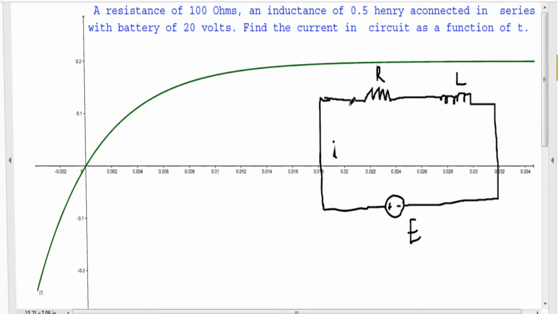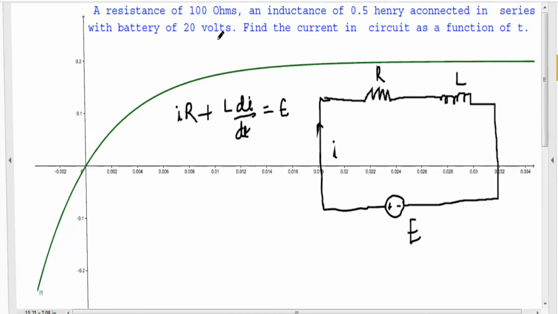By Kirchhoff's laws, the voltage across this R and this L, the sum of the voltages across R and L, is equal to the voltage source E. So by Kirchhoff's laws, I R plus L di by dt, the change of current with respect to time multiplied by L, equals the voltage source E. This is a first order differential equation.